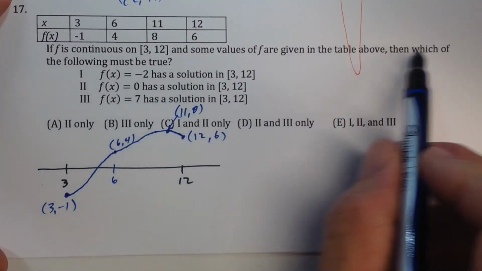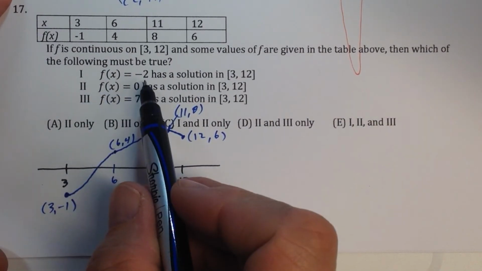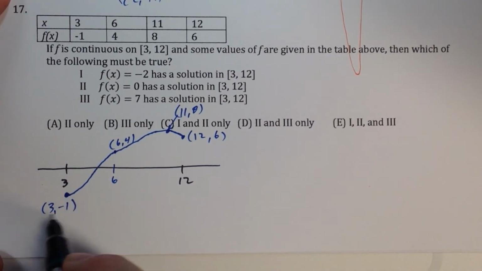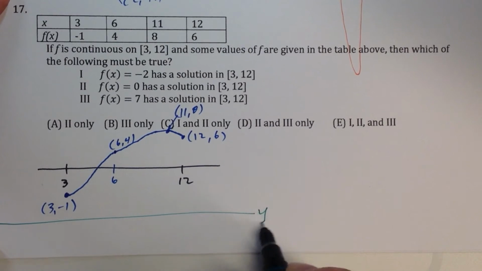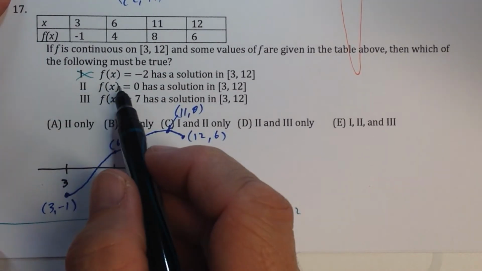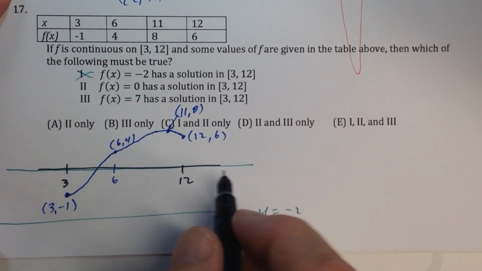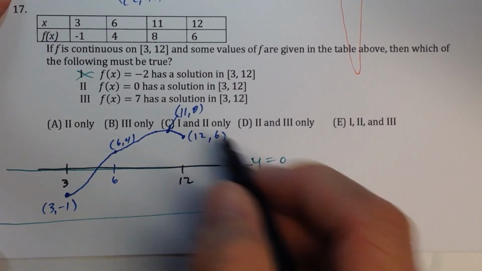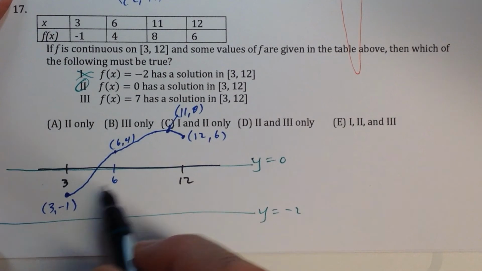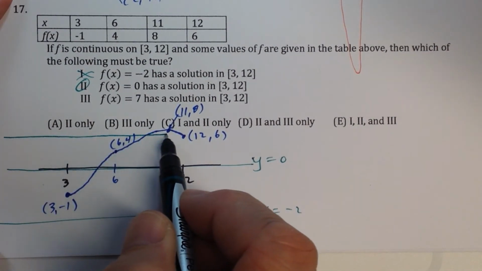Now, which of the following must be true? F of x equals negative 2. Here's 3, negative 1, and here's negative 2 down here. Are we guaranteed that? No, we're not guaranteed. Are we guaranteed that f of x is going to equal 0? Here's 0. Definitely f of x is going to equal 0 somewhere in there. Are we guaranteed that f of x is going to equal 7 somewhere in there? Well, here's 7. It's bigger than 6 but less than 8.